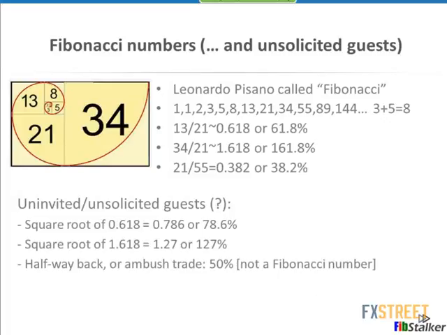It's not a Fibonacci number, but it comes from the halfway back, the ambush trade, very, very much used by floor traders in the 70s and 80s. And it is still an important number. Other numbers really don't make sense to me. So I'm not going to spend a lot of time on this.